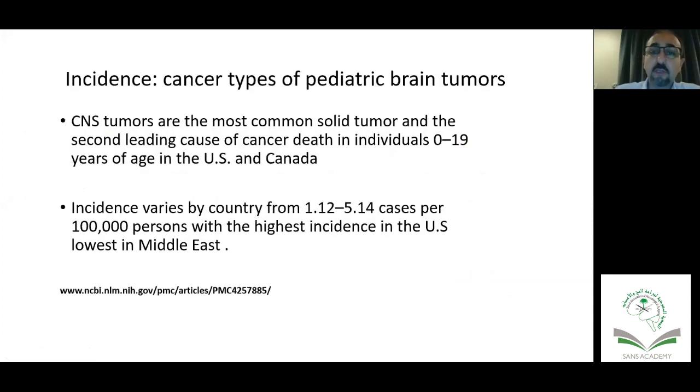In general, brain tumors are the most common solid tumor in children. But overall they are second, following leukemia. If we talk about solid tumors, it's number 1. And it's the leading cause of cancer death in individuals between 0 and 19 years of age in the US and Canada. Incidence in countries is again variable, like the subtypes. It varies from 1.1 to 5 per 100,000 per year, the highest in North America and the lowest in the Middle East, according to a lot of studies.